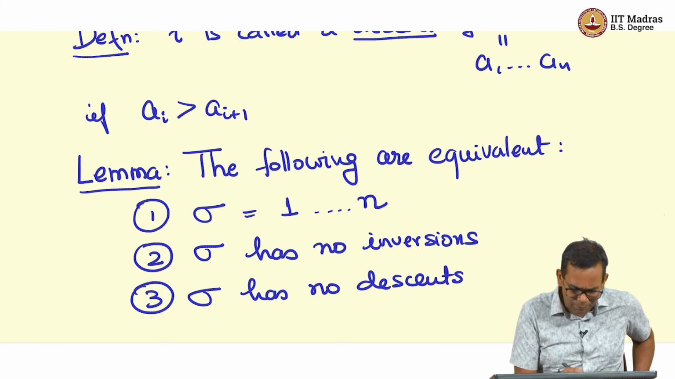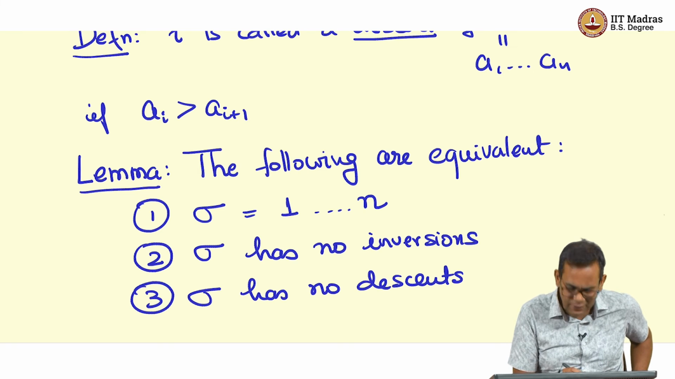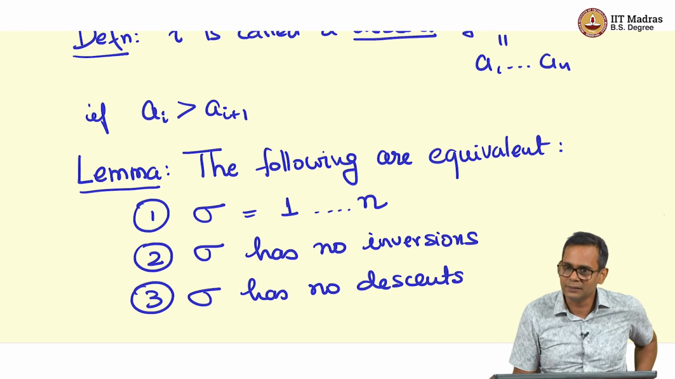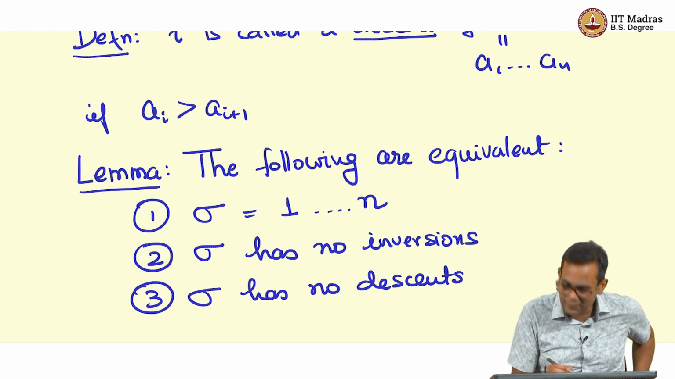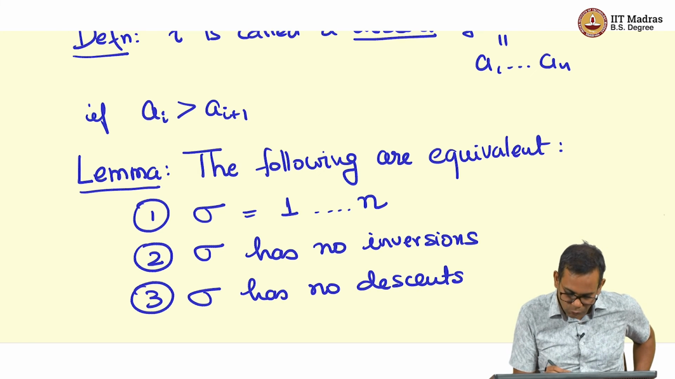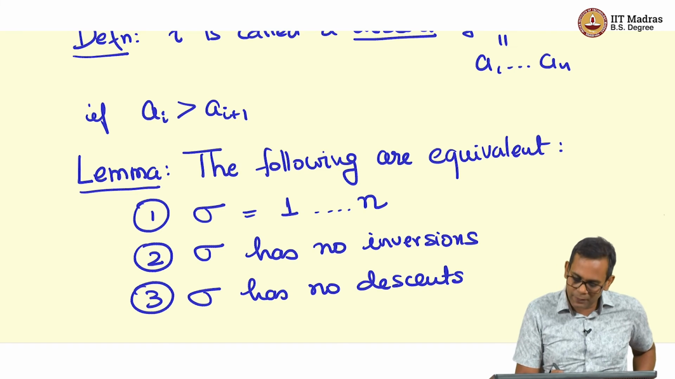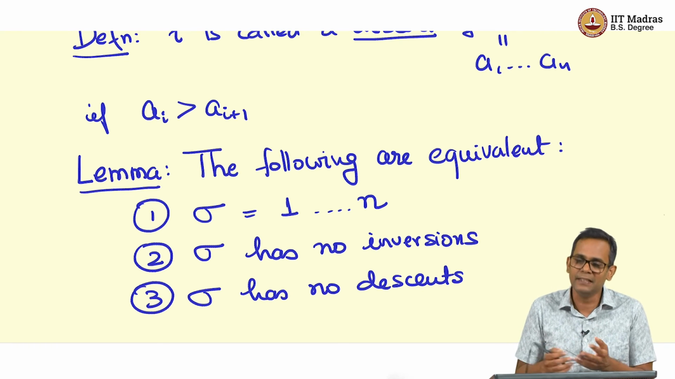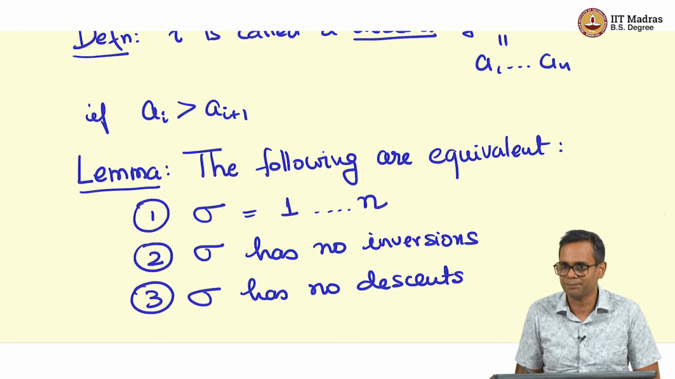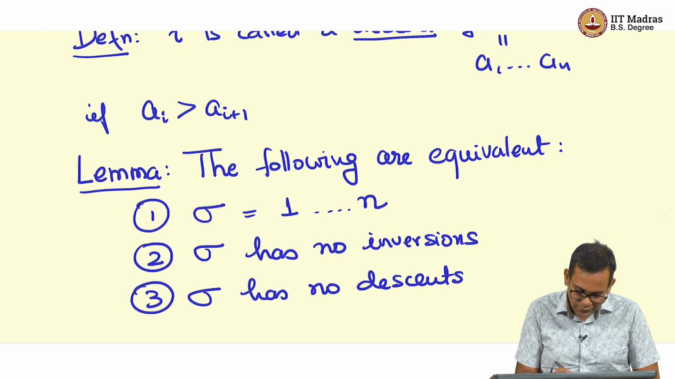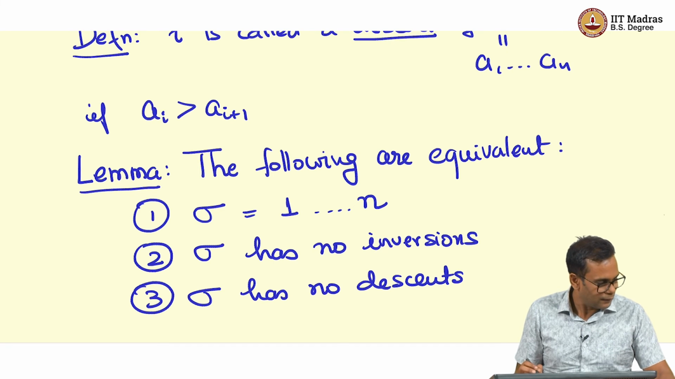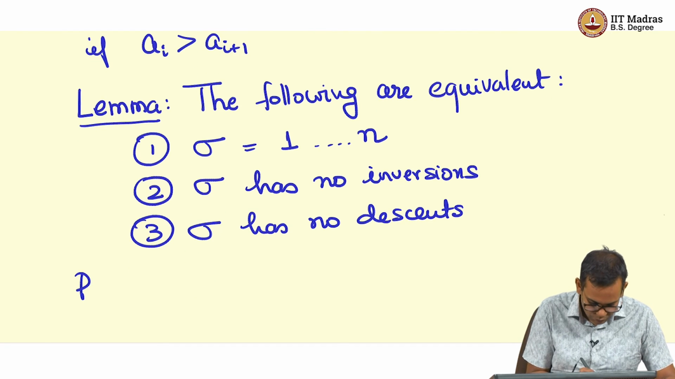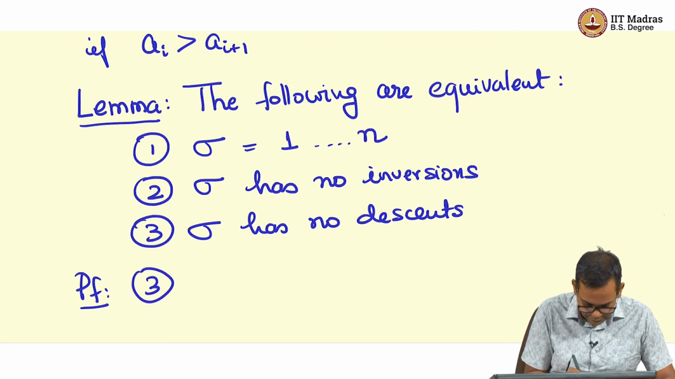Well, I think we have already proved that 1 is equivalent to 2 using inversion tables. But anyway, 1 implies 2 is completely obvious, and 2 implies 3 is also completely obvious, because a descent is a particular instance of an inversion, right. So, we just need to show that if a permutation has no descents, then it must be the identity permutation. So, we just need to prove that 3 implies 1.